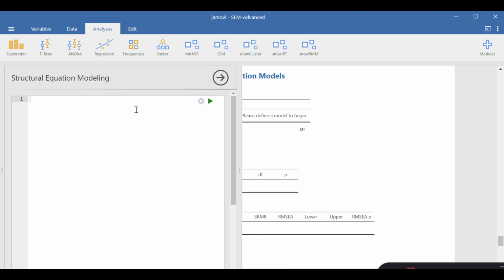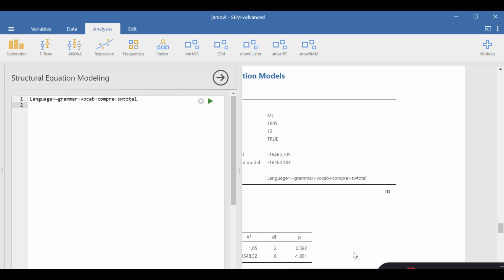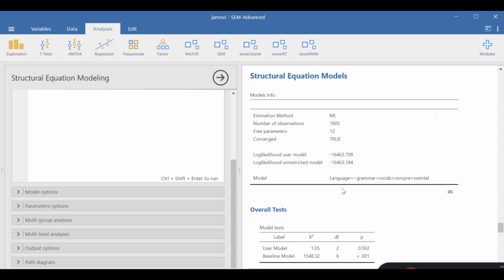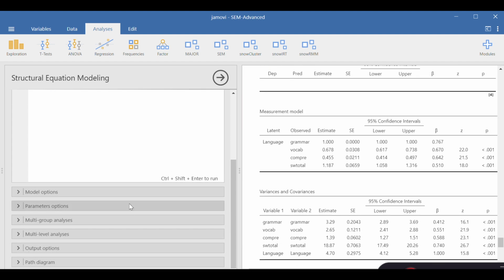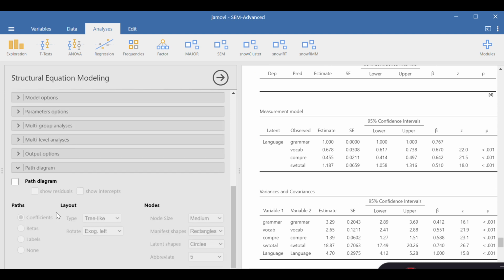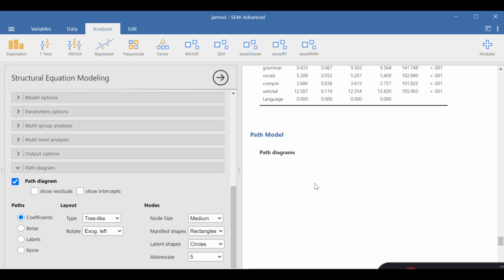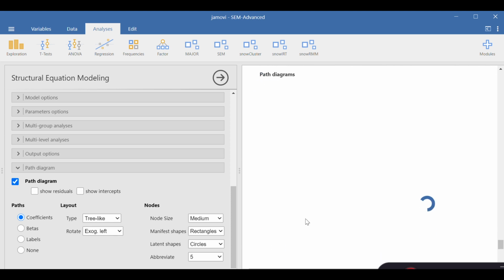This is the interface. So I paste it here and just click run. And yeah, so here is our analysis. I'm going to scroll down on the left-hand side, go to the path diagram, because I want to get the path diagram. You don't need to use syntax anymore. You can just click and go. So the path diagram is going to be generated for me.